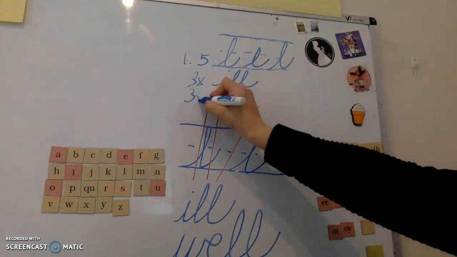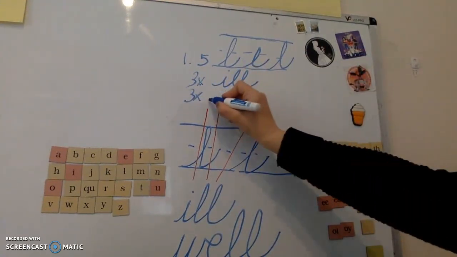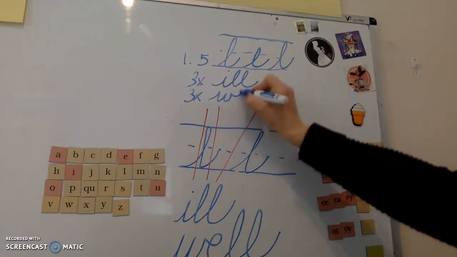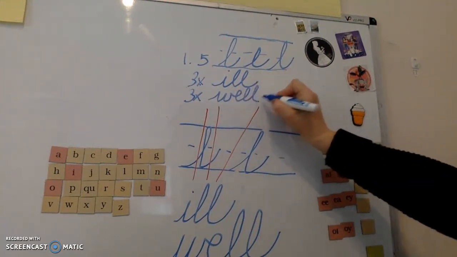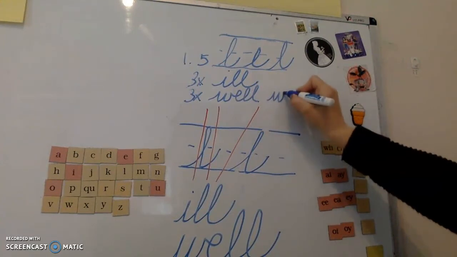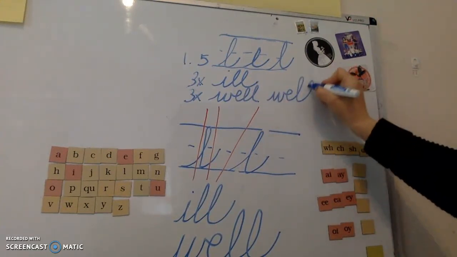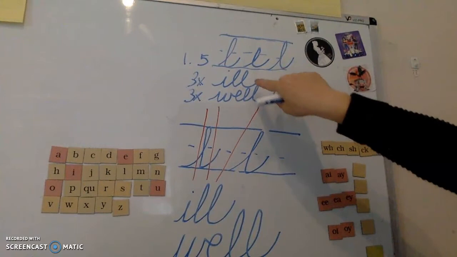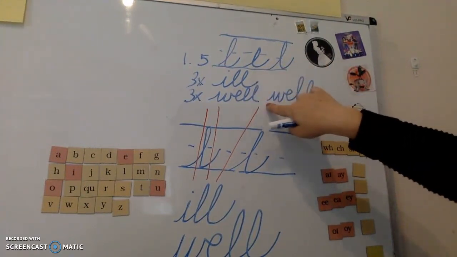And then 3 times, okay, you're going to write the word well. I'm so glad I am well. I'm going to remain well. So sorry that my L's at the end are too low, okay? So 5 L's, 3 of the word ill, and 3 of the word well.